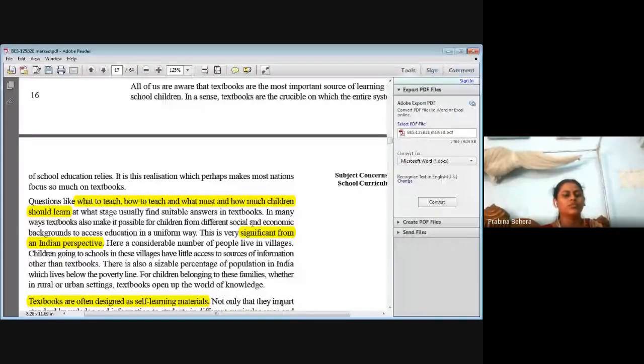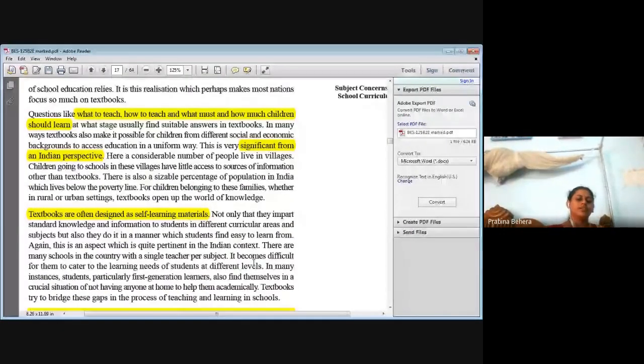In many ways, textbooks also make it possible for children from different social and economic backgrounds. So this is very significant from an Indian perspective. Curriculum is also significant from an Indian perspective because a number of people live in villages. They have their own culture. They have their own social and economic background. So what should be taught in the curriculum? It is designed by the curriculum framework.